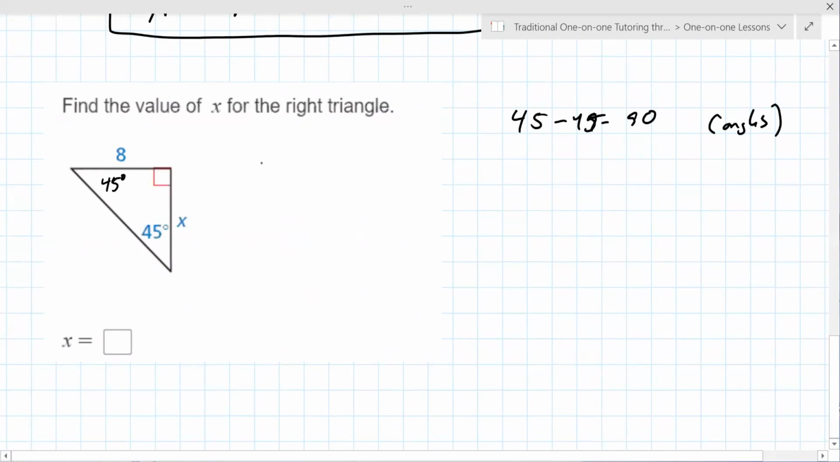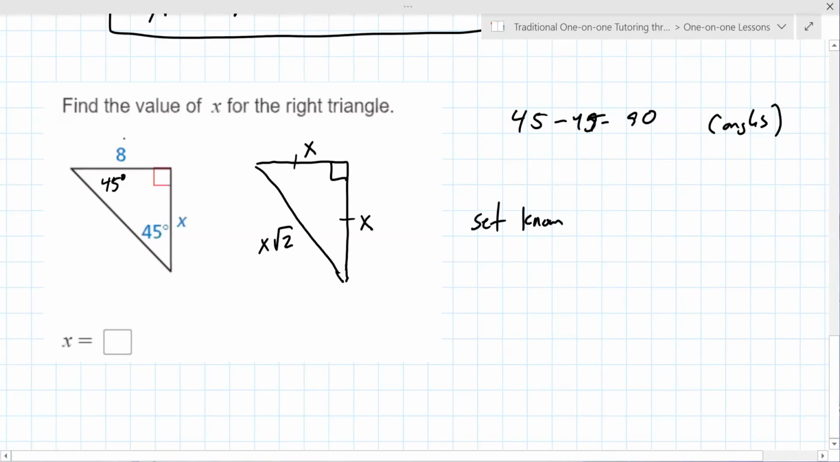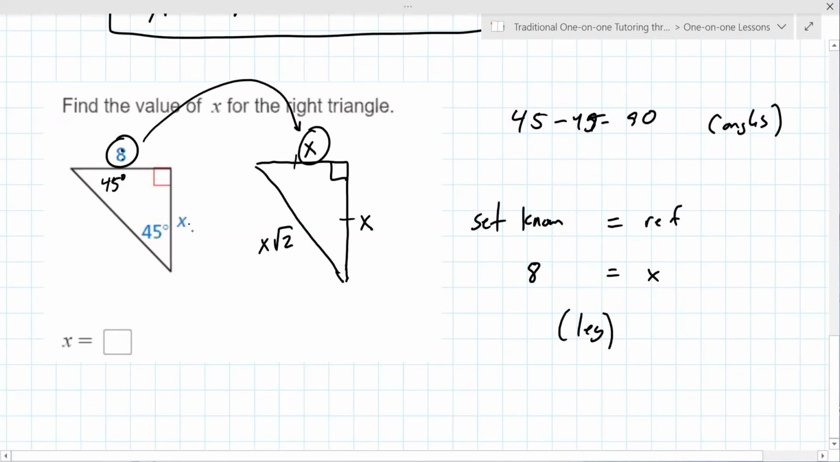So this is another special triangle. It's called a reference triangle that you might need. The way it is organized is each leg is called x because they're the same, and then the hypotenuse is x root 2. Again, you set the known side, 8, equal to the reference, which is x. That means x is the leg of the triangle, so both of the legs are 8, which means your value of x is also 8.